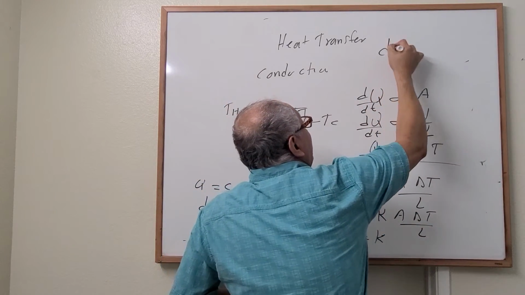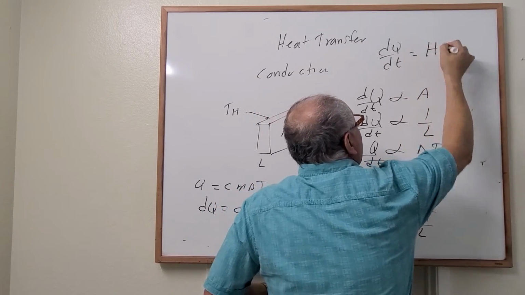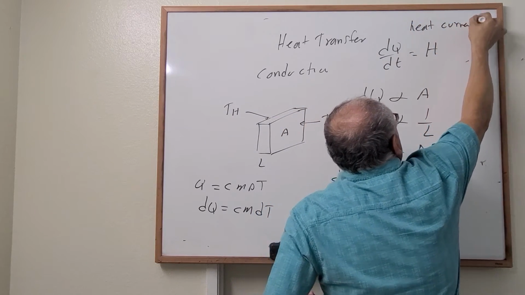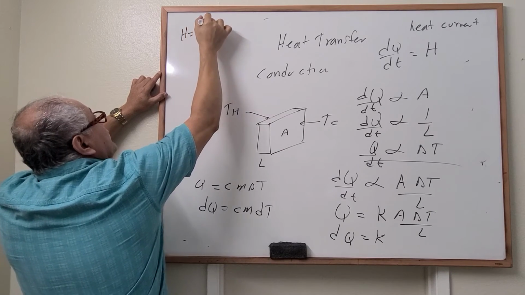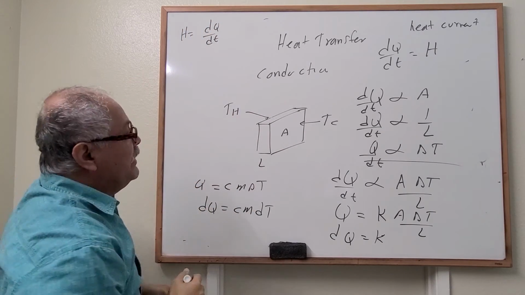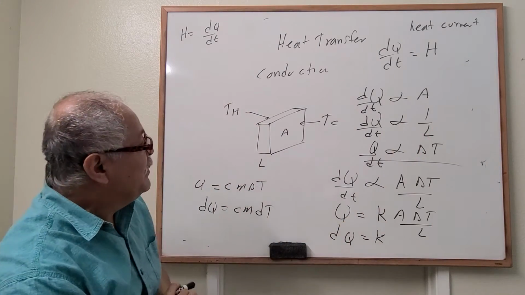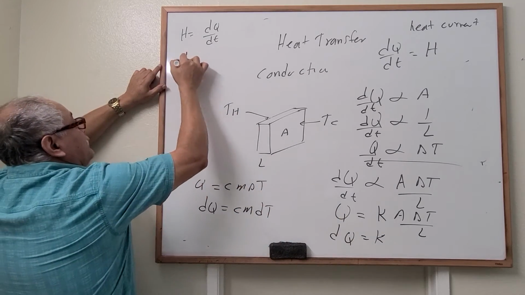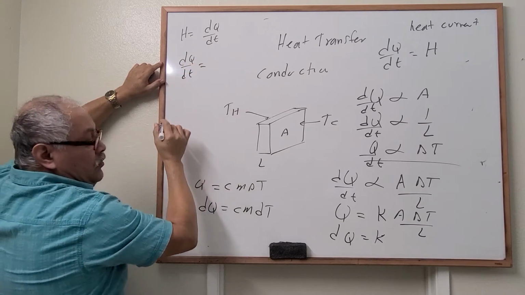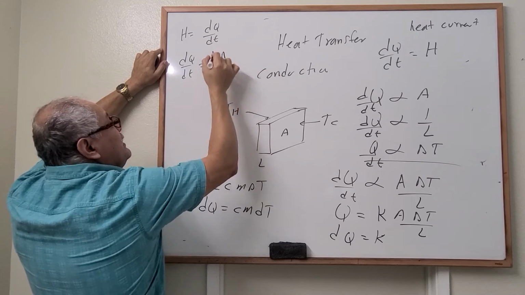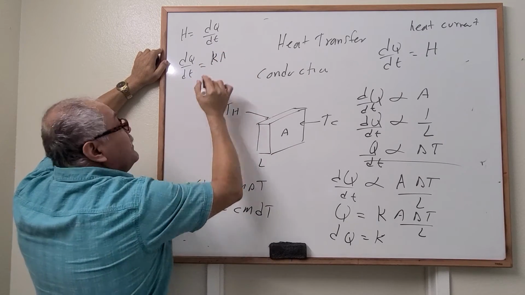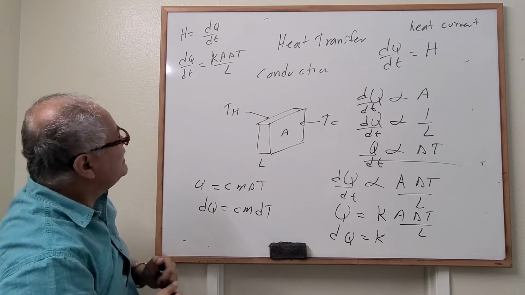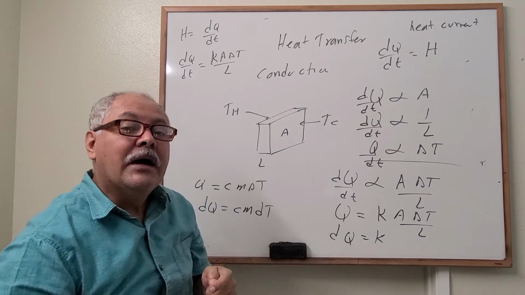So what do we have? We define this quantity as H, which is just the heat current. Heat current is equal to this change in heat with respect to time. This is how much heat is transferred. Perfect. So when we apply that condition right here, we have that this heat current is equal to K, correct? It's not K, it's kappa. It's kappa times area times change in temperature divided by L. Correct? Perfect. And that's the formula that we use for heat transfer by conduction.